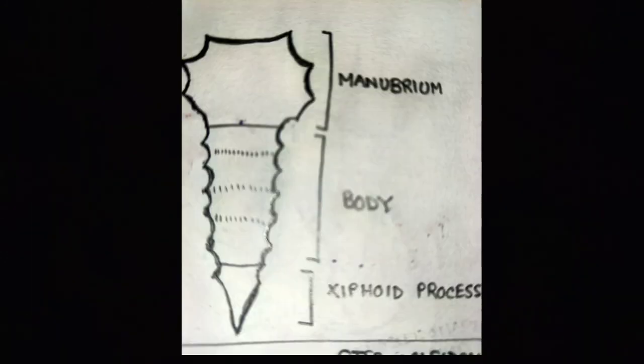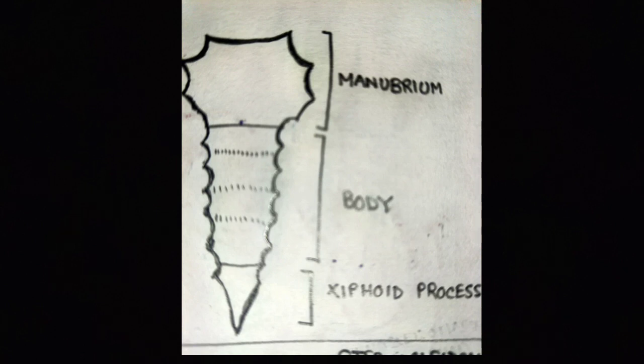Now, the manubrium, which is also known as the episternum, is roughly quadrilateral in shape. It lies opposite to the third and fourth thoracic vertebrae. It is the thickest and the strongest part of the sternum, and it has the following features. It has two surfaces, anterior and posterior, and four borders: superior, inferior, left, and right.